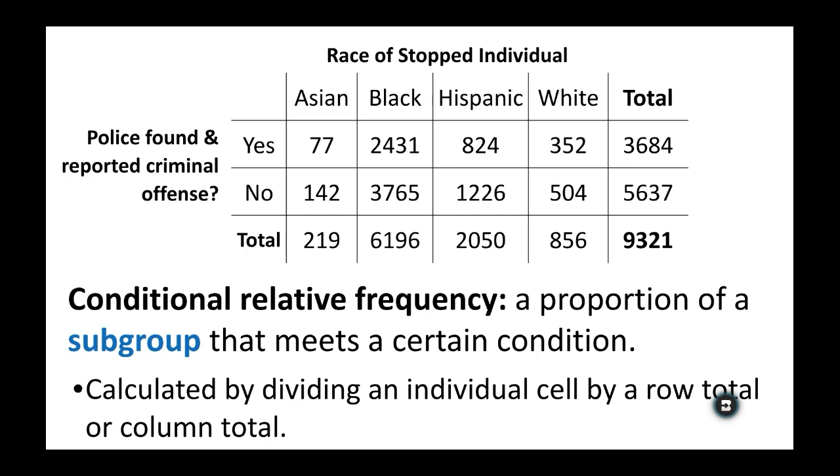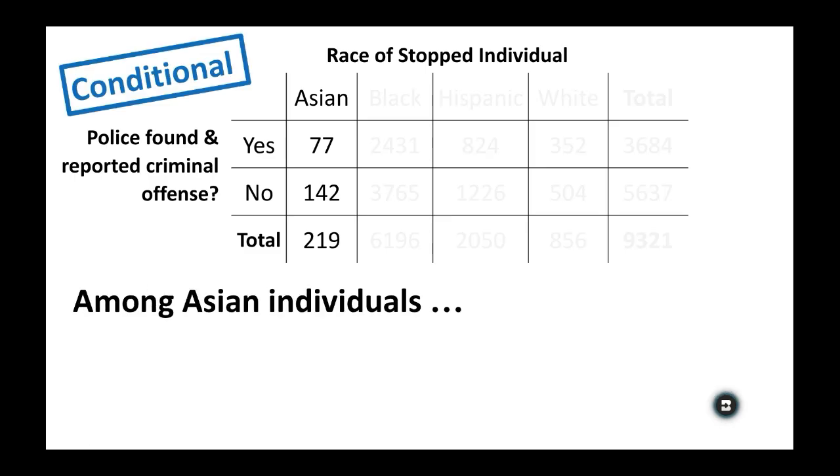That is, the proportion of a subgroup that meets a certain condition. It's calculated by dividing an individual cell by its row or column total. Let's break down how this works. First, let's find the crime rate discovered during stops of Asian individuals in our data set. Since we're looking at the crime just among Asian individuals, or conditional on Asian individuals, I can ignore the rest of the table except for this column, which describes all the Asian individuals in our data set.